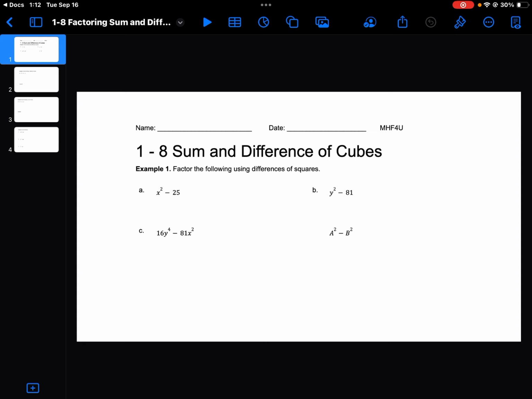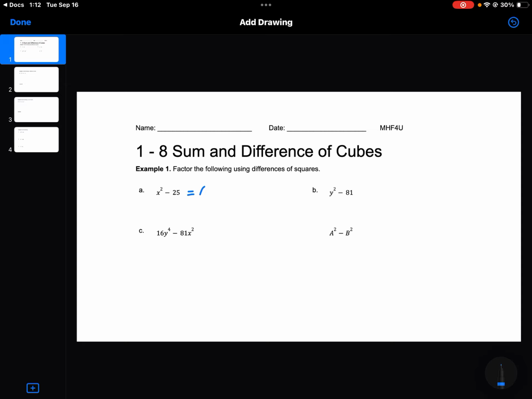So first thing we're going to do is look back on our difference of squares factoring, where we have two brackets, and we're going to take the square of the first term and the square of the last term and set them up so that it is a plus b and then a minus b, where a and b are the square roots, respectively, of the first and last term. So here I've got y plus 9, y minus 9.